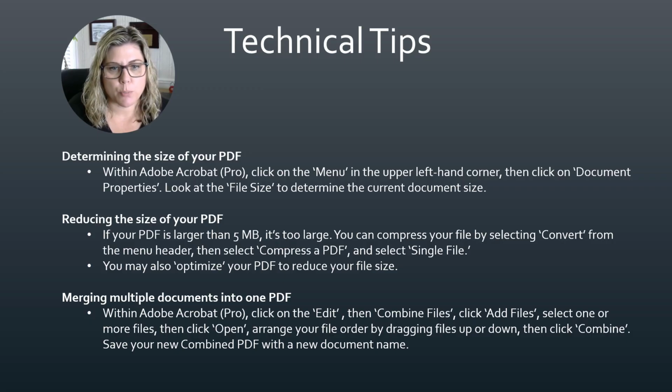If you're going to merge multiple documents into one PDF, within Adobe Acrobat Pro, click on Edit, then choose Combine Files, click Add Files, and select one or more files from your computer. Select Open, and then you can arrange your file order by dragging your file pages up and down and select Combine. You can save your combined PDF with a new document name.